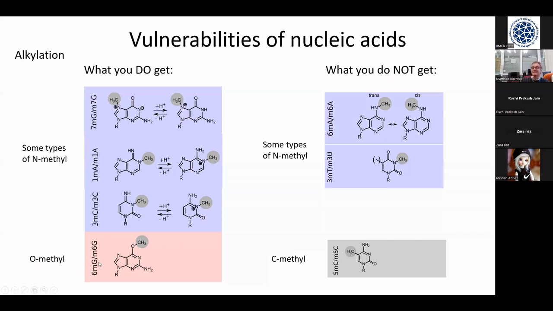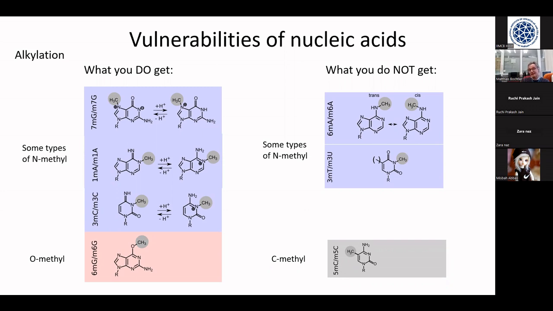And then on the other hand, there are alkylations or methylations that you really don't get at all. Some of these are the ones that enzymes do. C-methylations or C-alkylations you don't get. And for example, you would not get any reasonable amounts of 6-methyladenine with chemical reagents. It's simply chemically unfavorable. And of course, you could learn all of this.